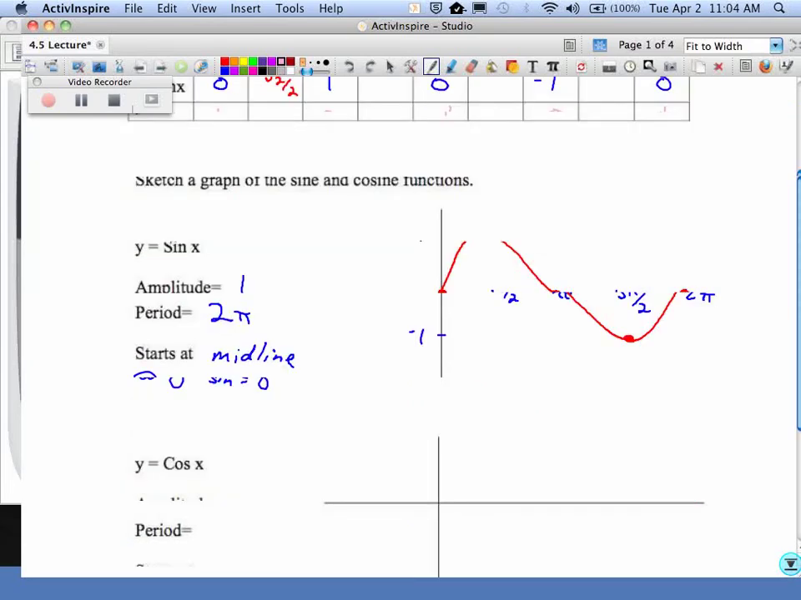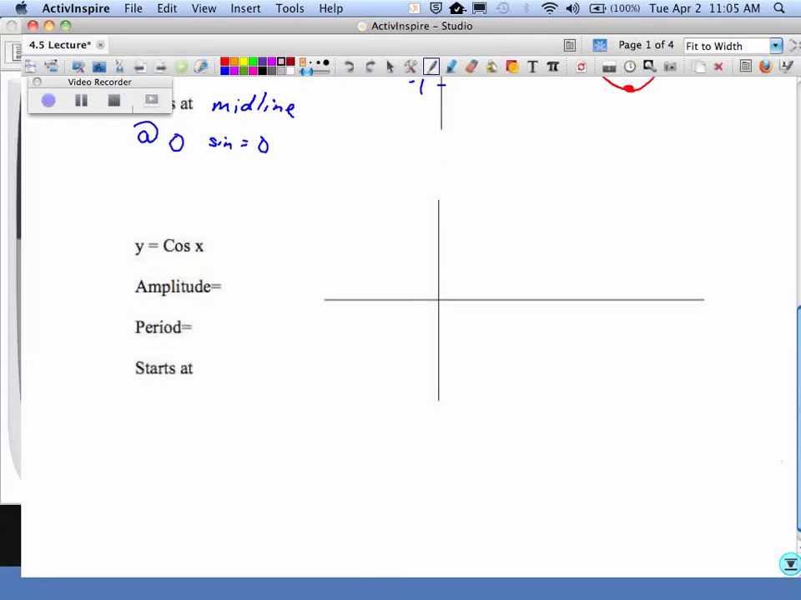Amplitude is still 1. Period of the function is 2 pi. And starts at, I like to say a maximum, but at 0, cosine equals 1. So in this case, it starts at its maximum value. So 0, pi over 2, pi, 3 pi over 2, all the way up to 2 pi, up to a maximum of 1, down to a minimum of negative 1.